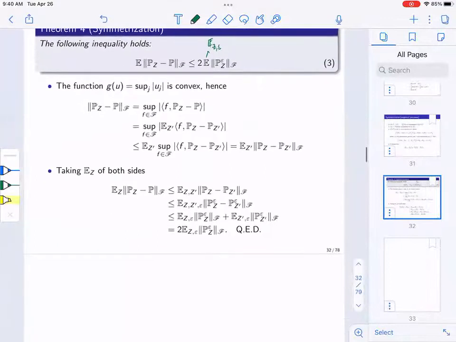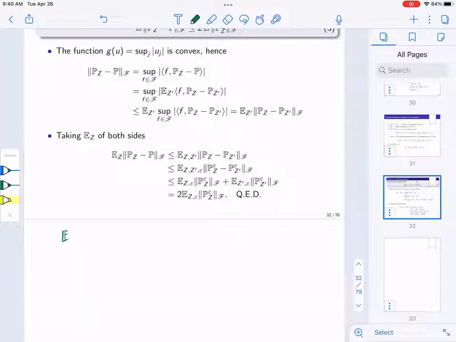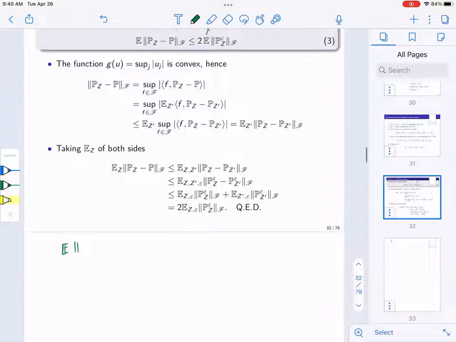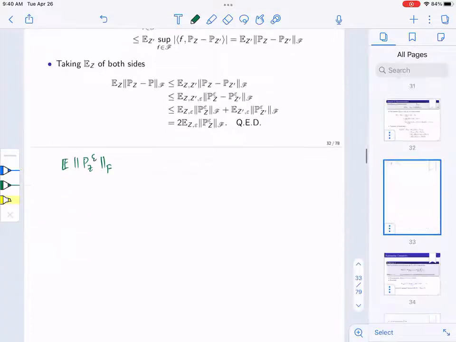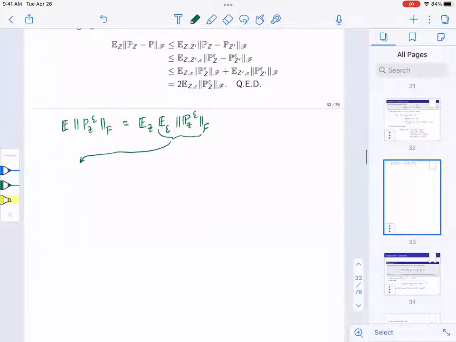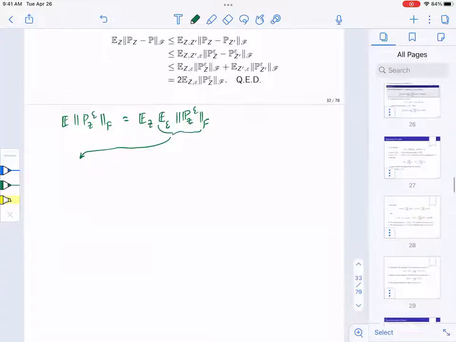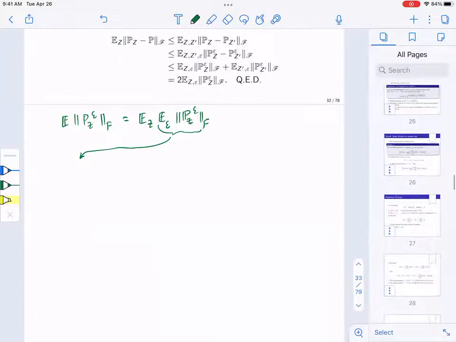So we now want to control the expectation of the supremum over f. I can do it with iterated expectation: expectation over z and expectation over epsilon, because they're independent. This is like Fubini. I'm going to control this separately first. You can think of it as conditioning on z: z is fixed, and now I just take the expectation with respect to epsilon.